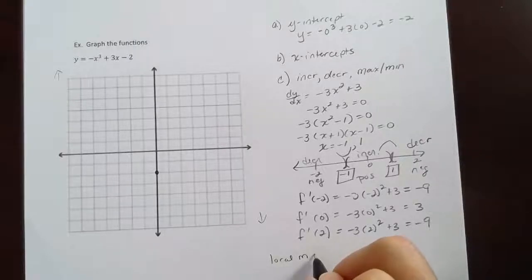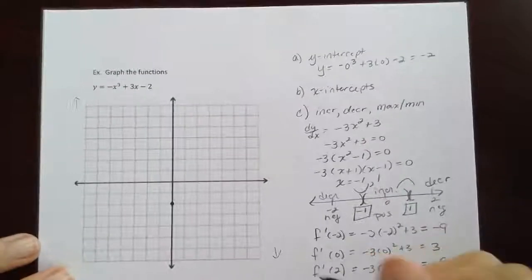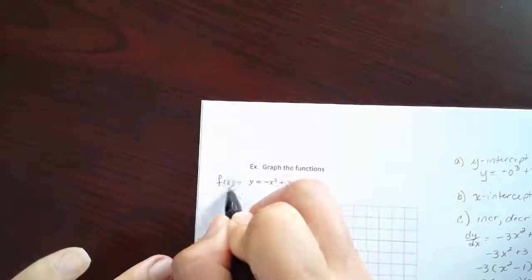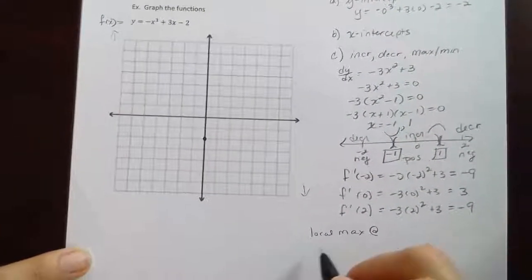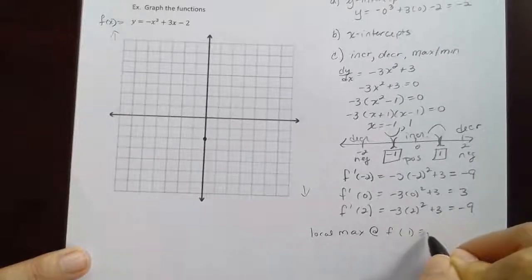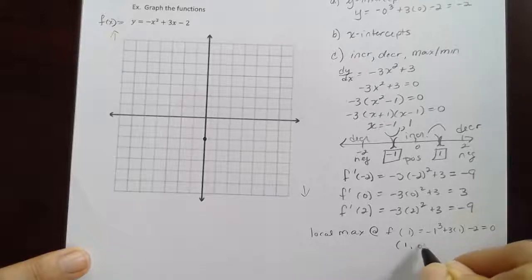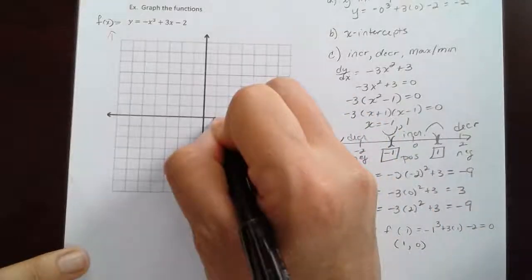So we've got a local max at, now notice I use this f prime notation. Let's go ahead and call this f of x so that we can make that notation okay. So then our local max will be at f of 1, which will be -1 cubed plus 3 times 1 minus 2, which is going to be 0. So as it turns out, we found one of the x-intercepts at (1, 0), right there.